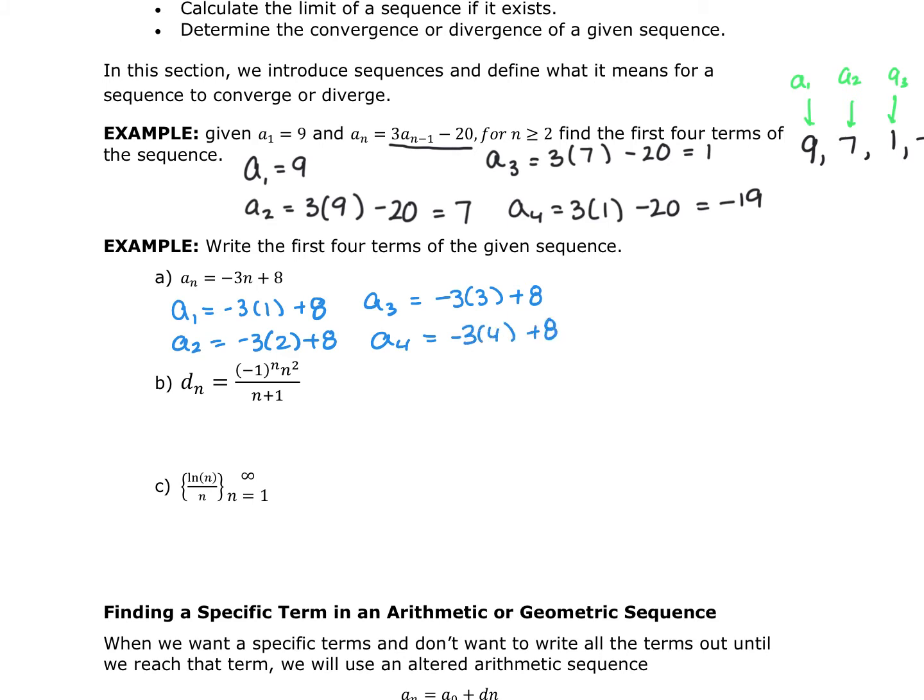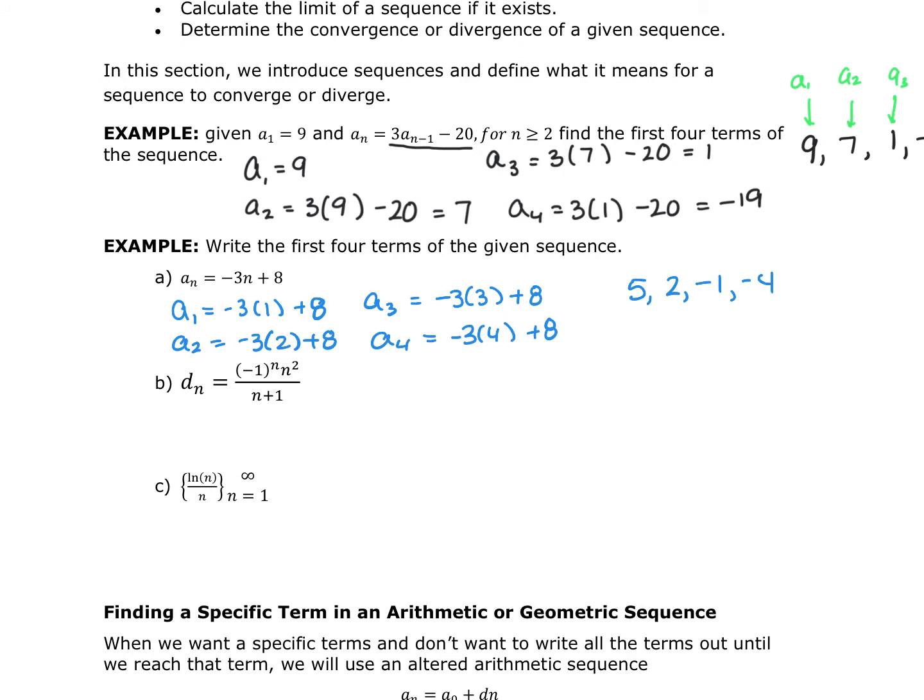Now the assumption is, unless stated otherwise, that we always start out with n being 1, because n usually represents a natural number. When we get further in, though, we're actually going to start with n equals 0, but for this we're going to assume that we start with n equals 1. So then my first one, a sub 1, would be 5. My a sub 2 is going to be 2. My a sub 3 is going to be negative 1. And my a sub 4 is going to be negative 4.